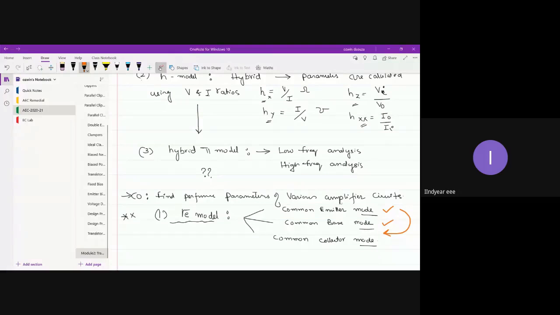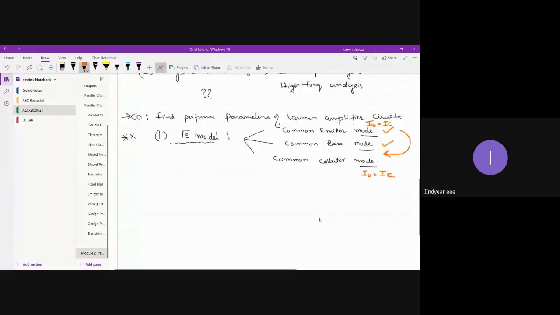Because in common emitter mode, output current I0 is IC. On the other hand, in common collector mode, output current I0 is IE. Since IC and IE are comparable to each other, the common emitter model can be used for the common collector model as well. All right, fine. So let's look at the first model then.